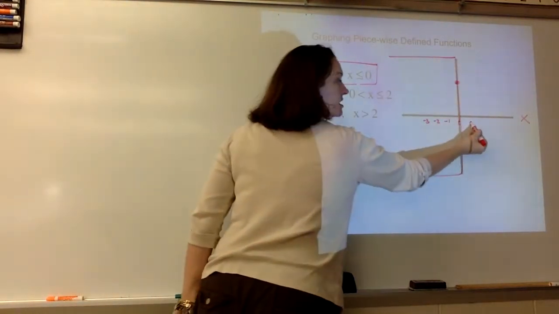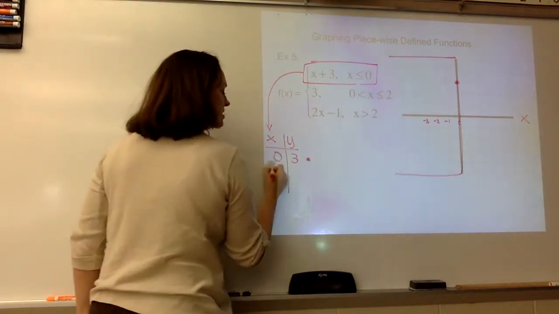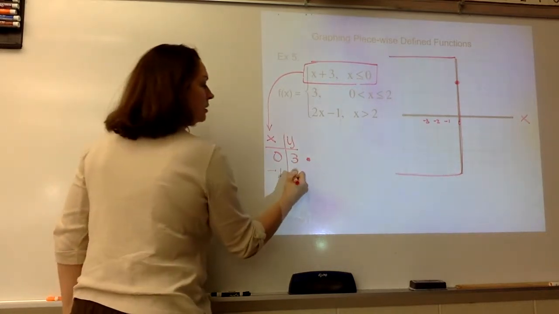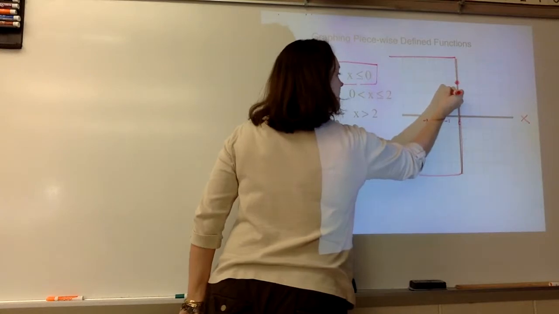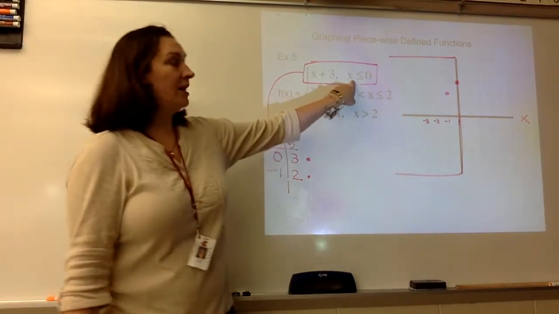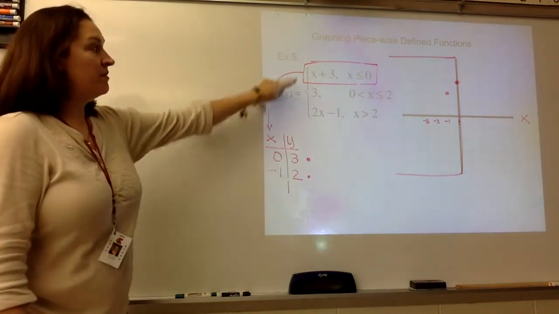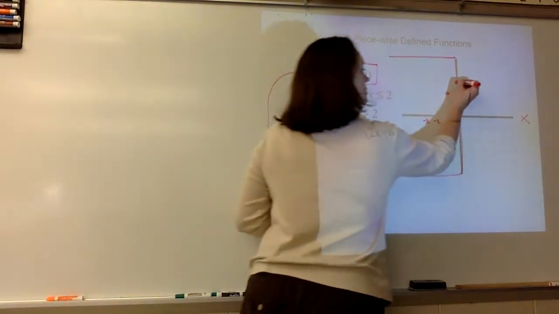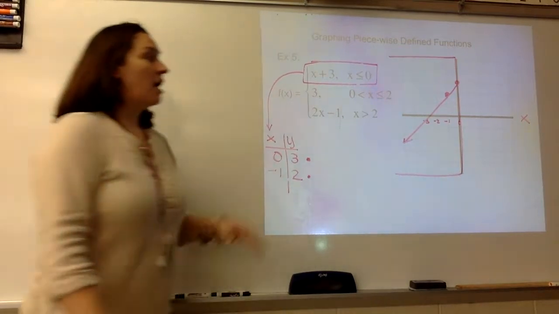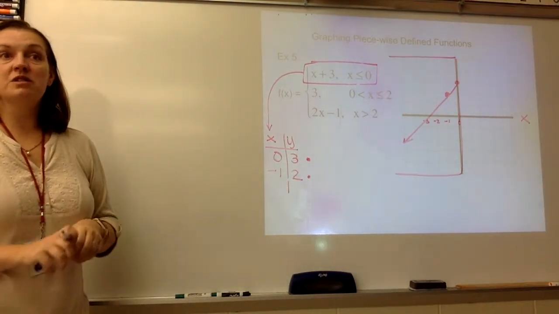Now, can I use the number 1? No, it's not in the restrictions, so I'm going to choose -1. When I plug in -1, what do I get? 2. So -1, 2 is here. It is a solid circle because -1 is less than or equal to 0. That makes the inequality true. The shape of this we should recognize as a line, so I can go ahead and draw this all the way through and graph that single piece. Are there any questions on the red piece?